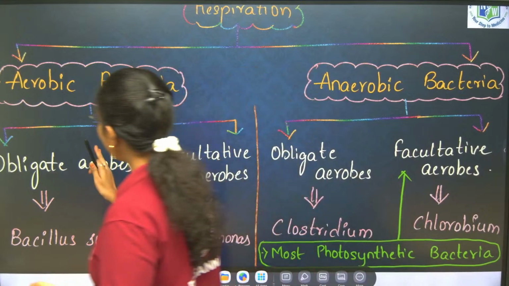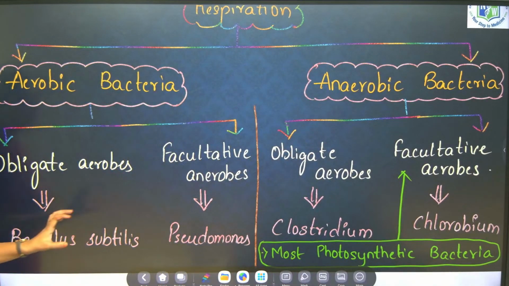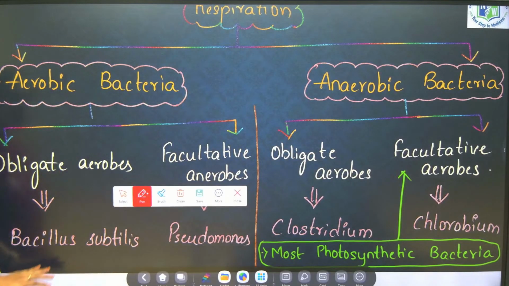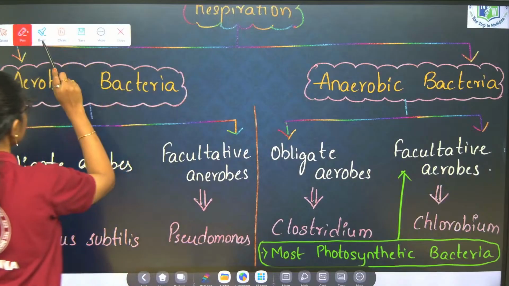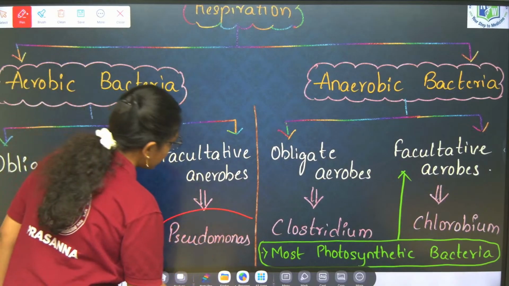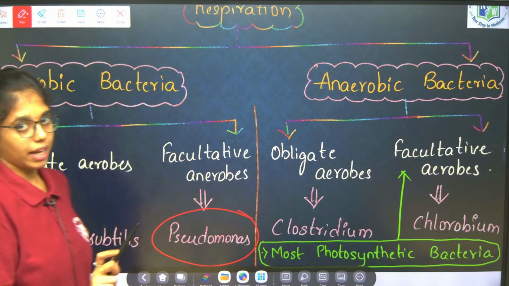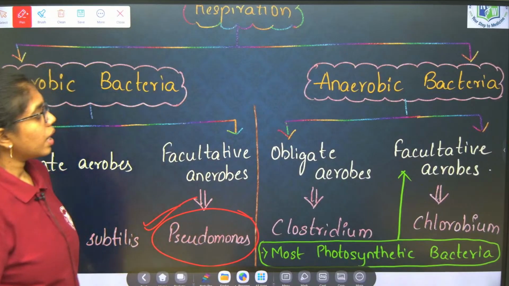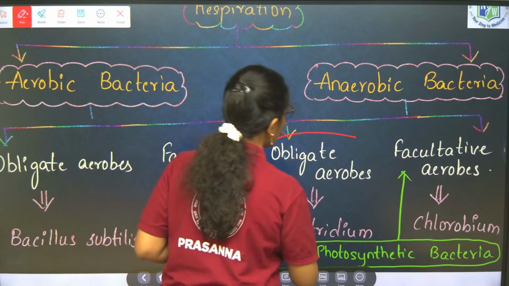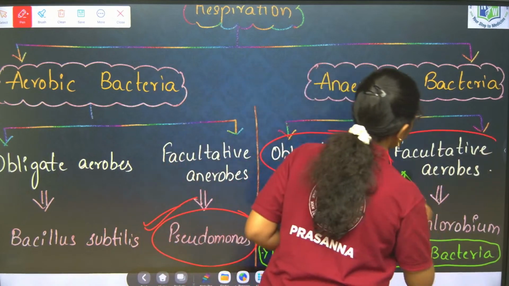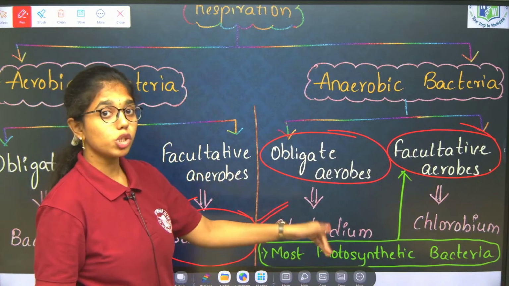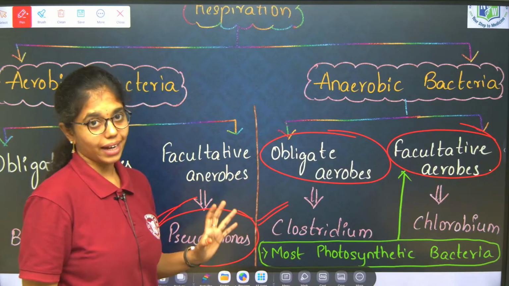Obligate aerobes, as I told you, oxidize the food completely in the presence of oxygen. So 100% oxygen is required. The best example is Bacillus subtilis. Facultative aerobes means most of the time they are aerobes, sometimes they act like anaerobes. The best example is what? Pseudomonas. Next, anaerobic bacteria: obligate anaerobes, Clostridium. Facultative anaerobes means most of the time they are anaerobic, sometimes they act as aerobes.